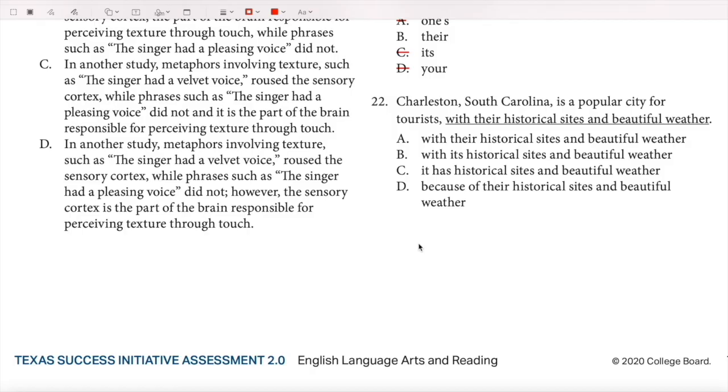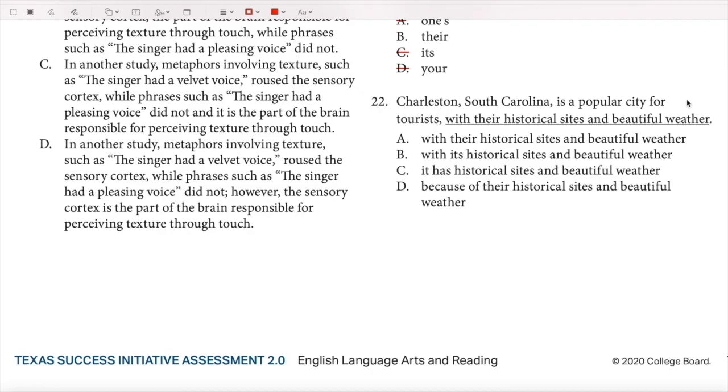Why not? Because when it says with their historical sites and the beautiful weather, for one thing, it's plural. For another thing, it's next to the tourists, like the tourists have historical sites. Yeah, but here's what's tricky about that: "for tourists" is called a prepositional phrase. They don't really test on it a whole lot. It's a prepositional phrase describing the popular city. So that's really one idea, a popular city for tourists.